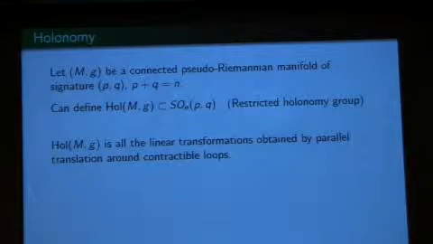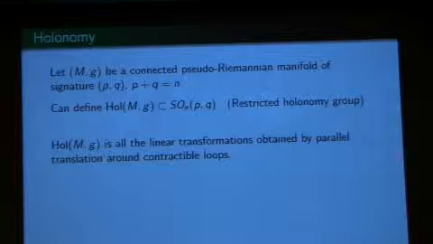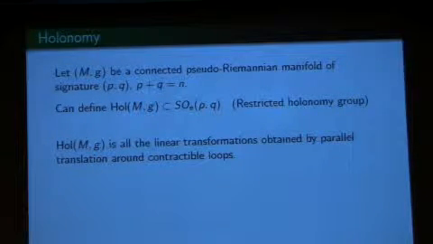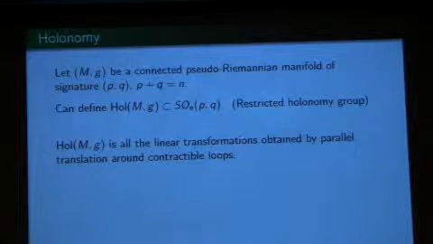So the holonomy group of the pseudo-Riemannian manifold is all the linear transformations obtained by parallel translation around contractible loops. Specifically, you take a point of the manifold and a contractible loop based at that point. You start with a tangent vector at the point and parallel translate it around the loop. You get back to the same point and possibly get another tangent vector there.